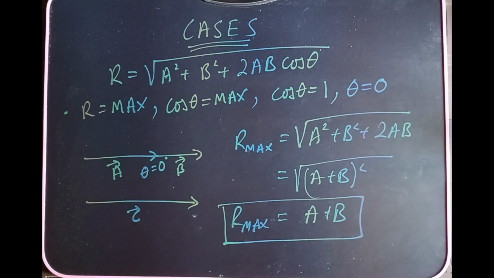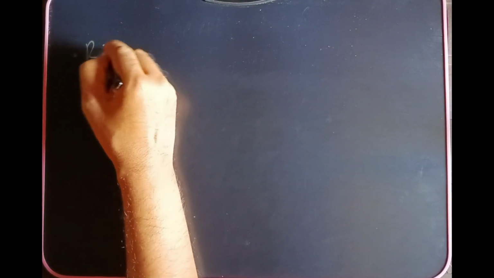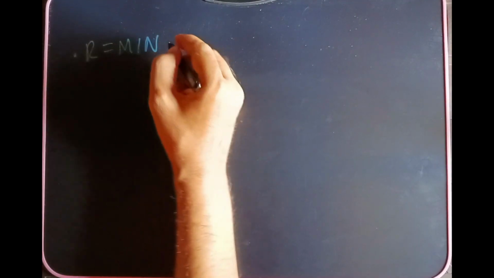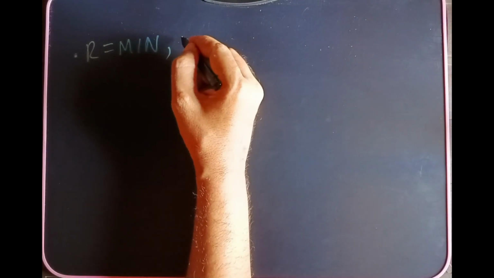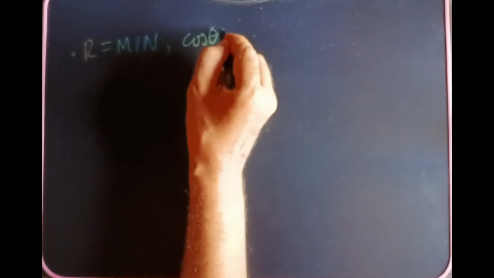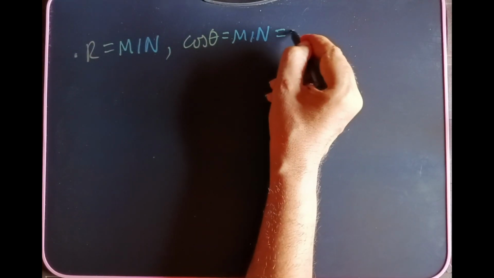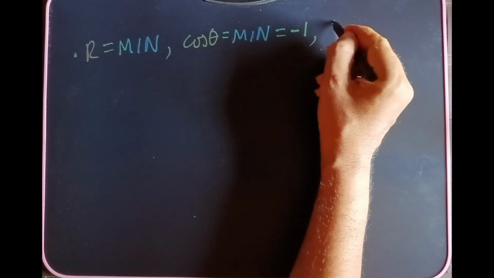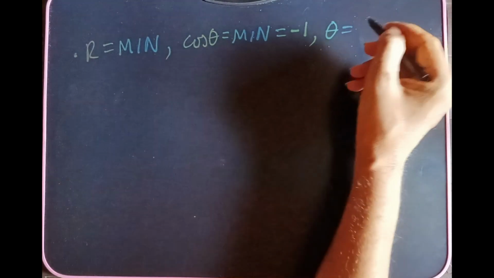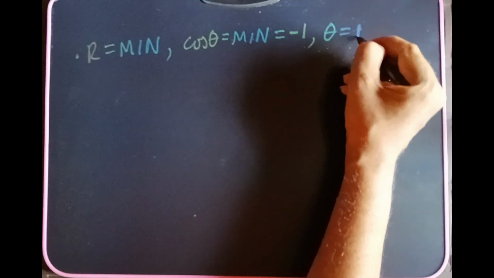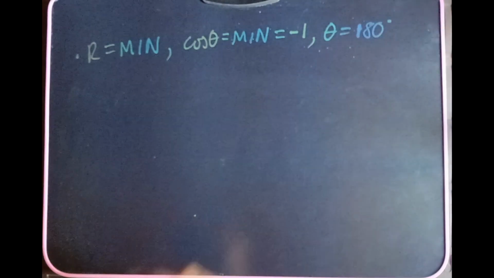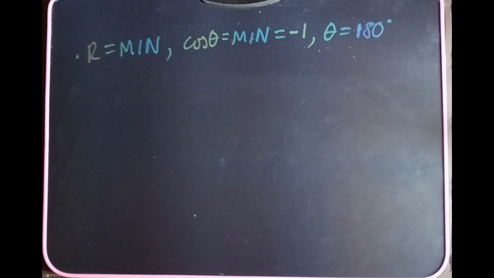When will it be minimum? Next case is minimum. Now R is equal to minimum. When will the resultant R be minimum? When cos theta is minimum. And cos theta is minimum when cos theta is minus 1. And when cos theta is minus 1, theta is equal to 180 degrees. At 180 degrees, cos theta is minus 1.